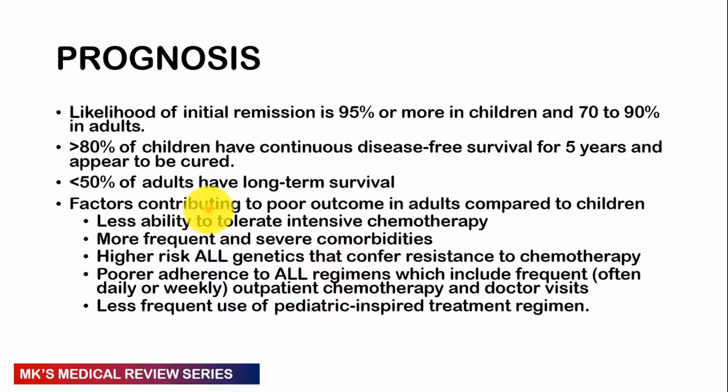Then remember that for prognosis, the likelihood of initial remission is about 95% or more in children, and then it's about 70 to 90% in adults. And more than 80% of children actually have continuous disease-free survival for about 5 years and appear to actually be cured.